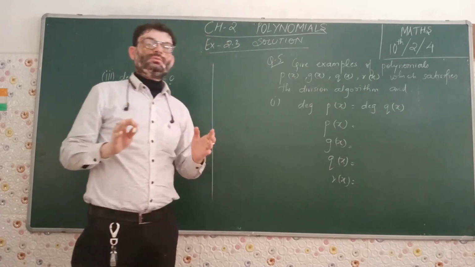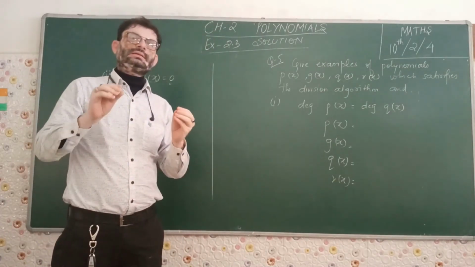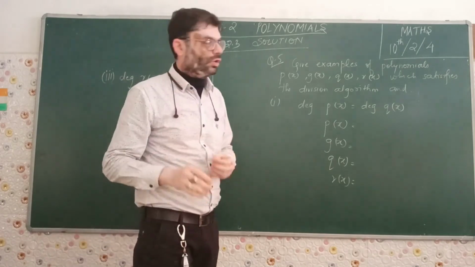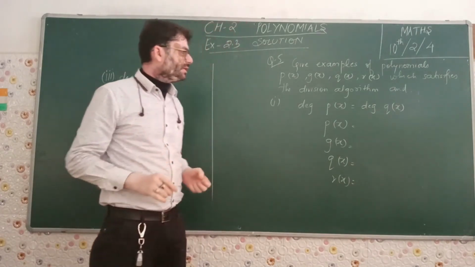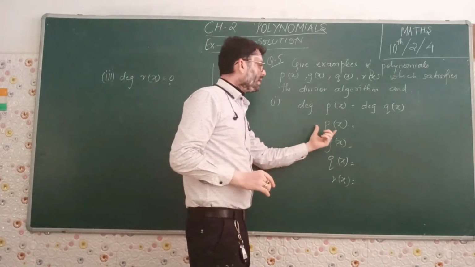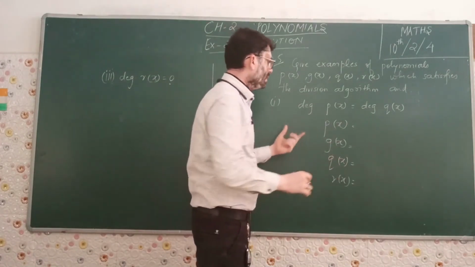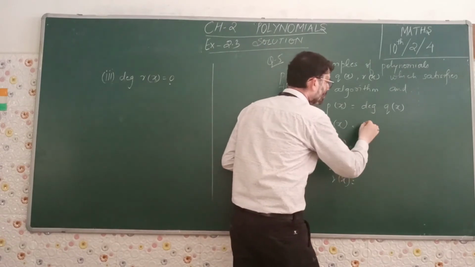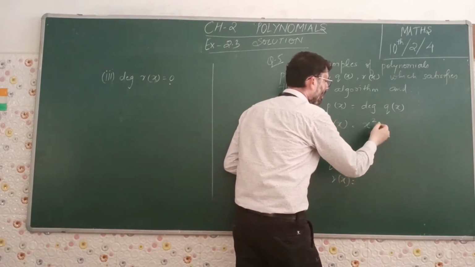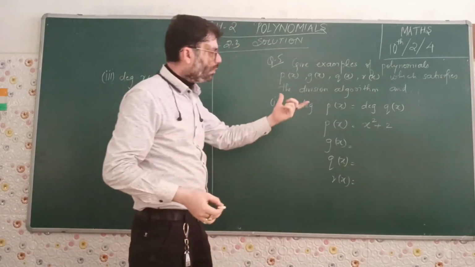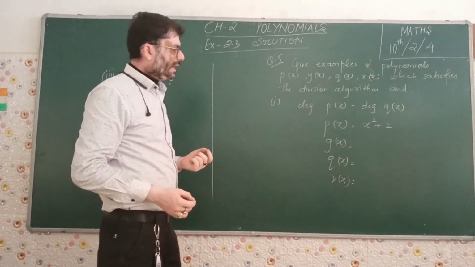So let us move on with smaller degrees. You can take say degree 1, degree 2, or maximum you can try it for degree 3 if you want. I am moving on with degree 2. Suppose we want a polynomial p of x and q of x with the same degrees. So let me take any polynomial of degree 2. So x square plus 2, say, a very small polynomial.